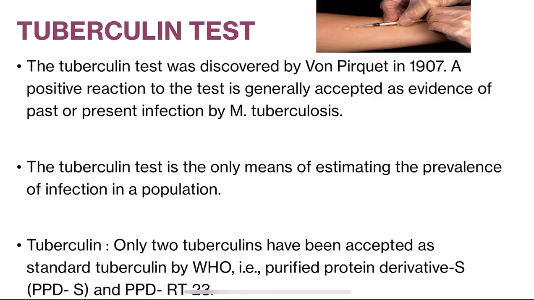Only 2 tuberculins have been accepted as a standard tuberculin by the World Health Organization. That is, what are the 2 tuberculins which have been accepted as a standard tuberculin by the World Health Organization? They are purified protein derivative S, PPDS, and purified protein derivative RT23. Is it clear?